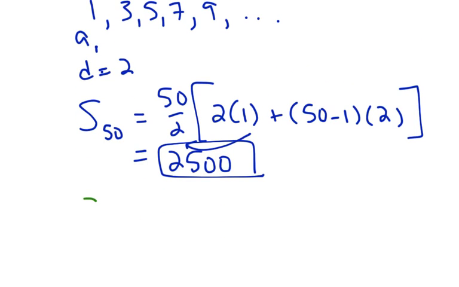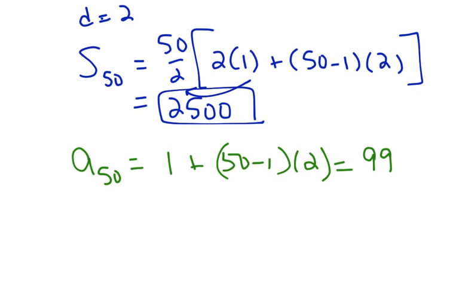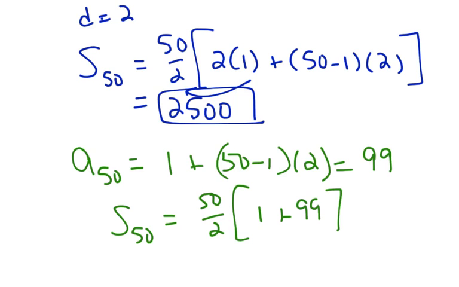Or I could have first found the 50th term by doing a sub 1 plus n minus 1 times d, and I would have found out the 50th term is 99. Then I could have shoved it back into the other formula, n divided by 2 times a sub 1 plus a sub n, and I'd end up with the exact same answer.